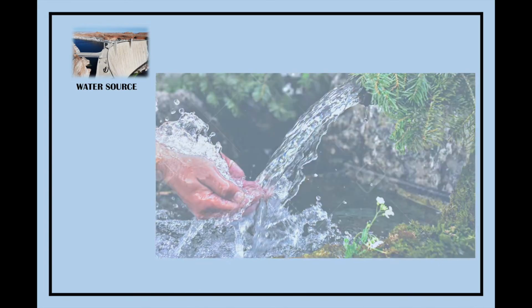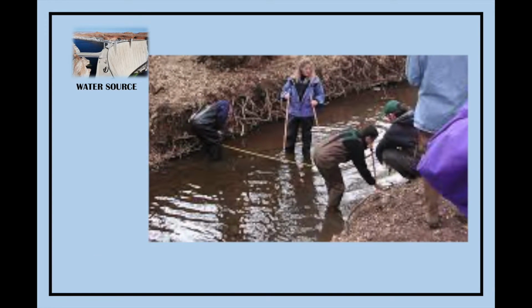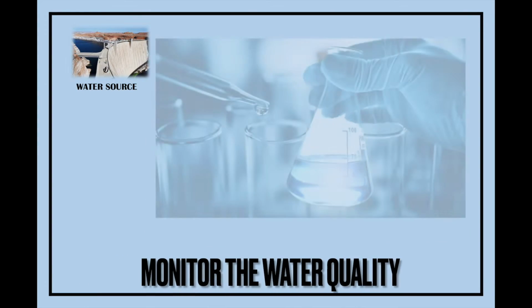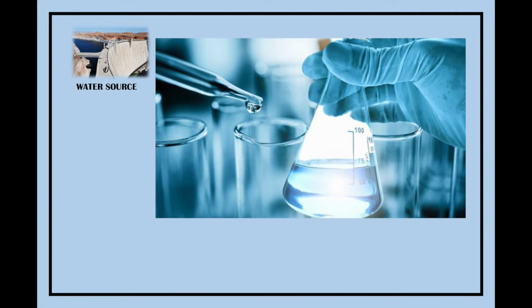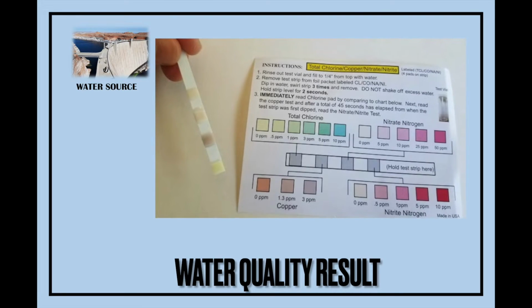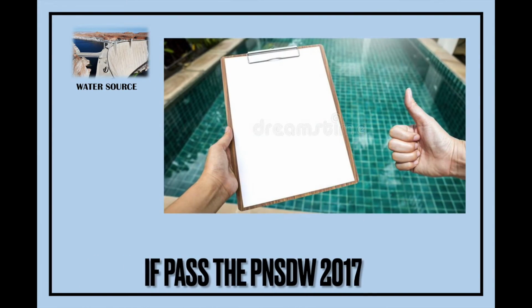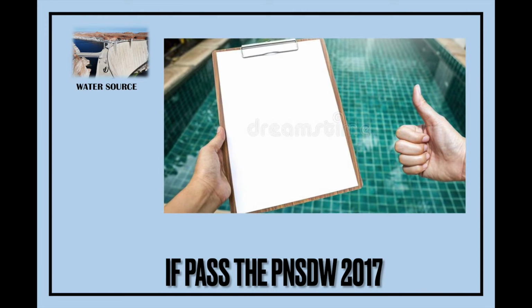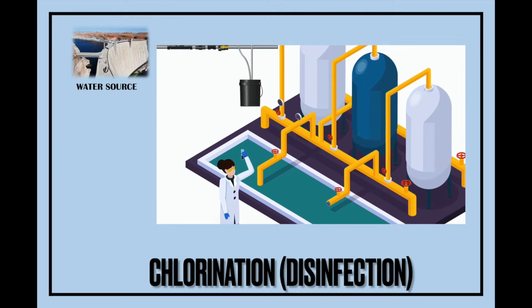First, you need to monitor and determine the reliable discharge or yield or the flow capacity. Second, you need to monitor the water quality result. Check its impurities by checking against the Philippine National Standards for Drinking Water, PNSDW, of 2017. The water quality serves as the basis for the treatment requirement. Say if your water quality is passing already the Philippine National Standards for Drinking Water, then you will only need a disinfection, say chlorination, to treat the water.